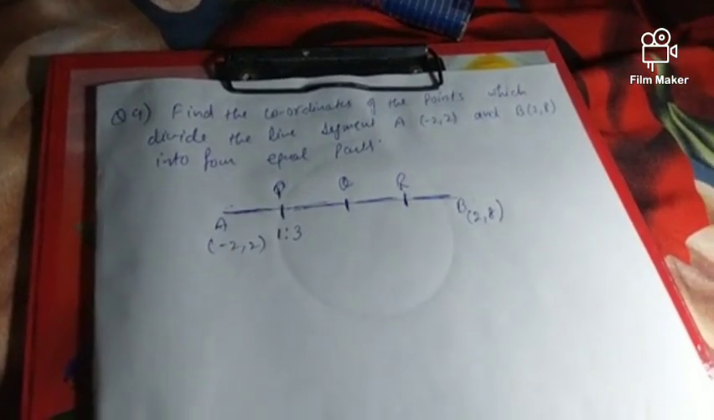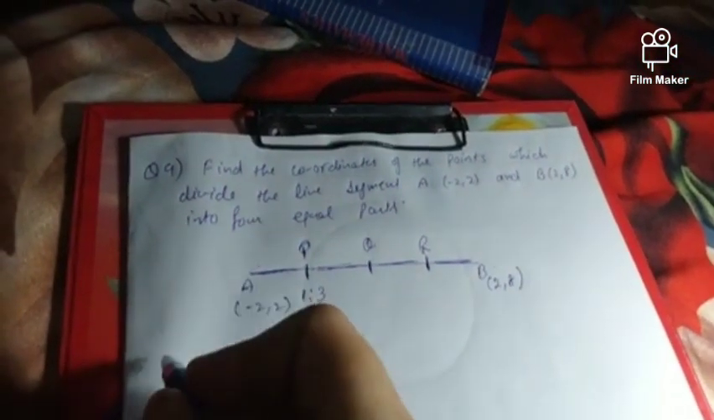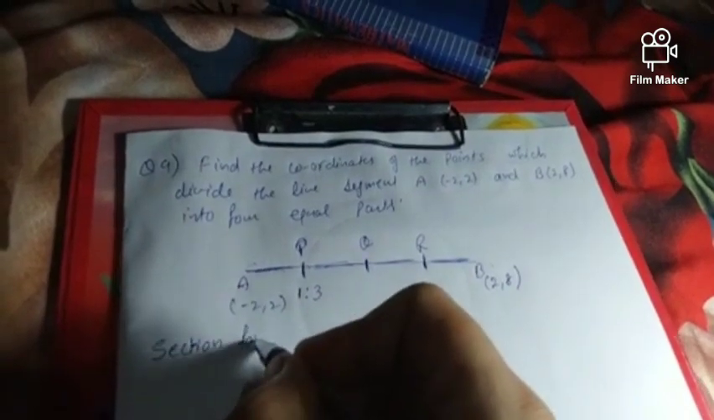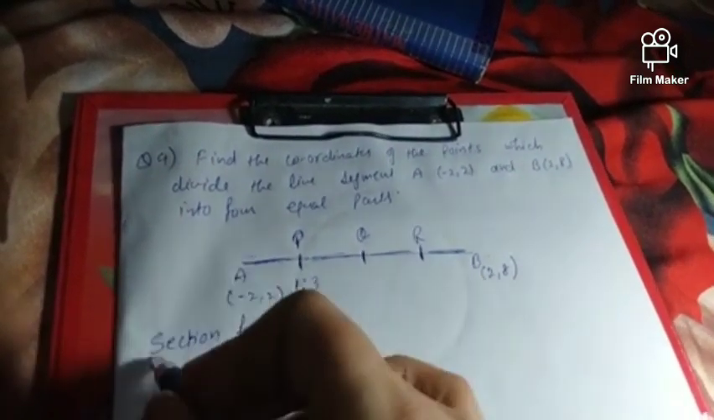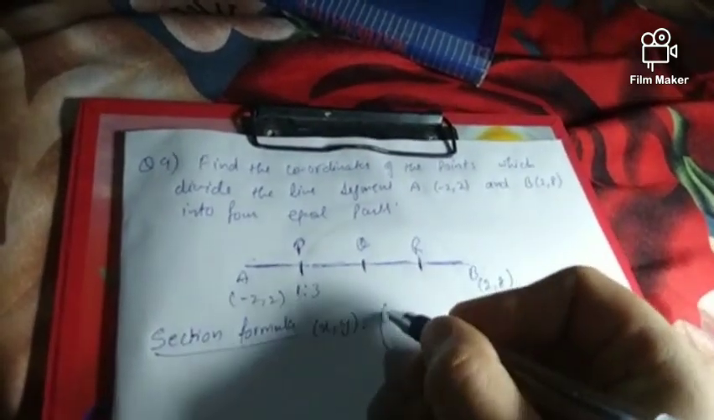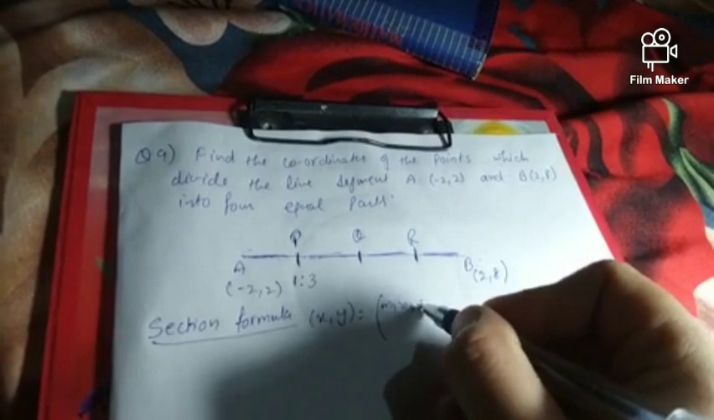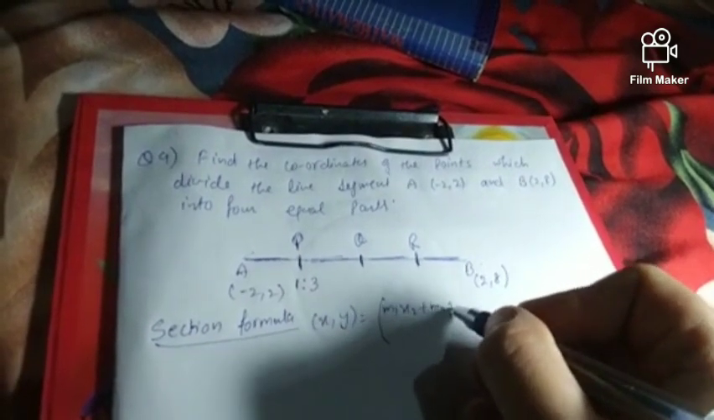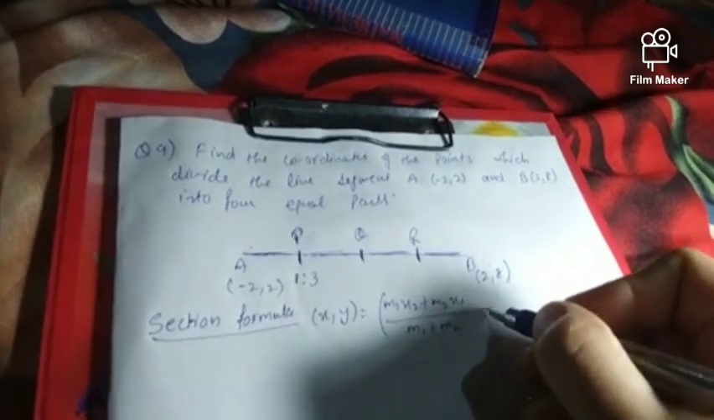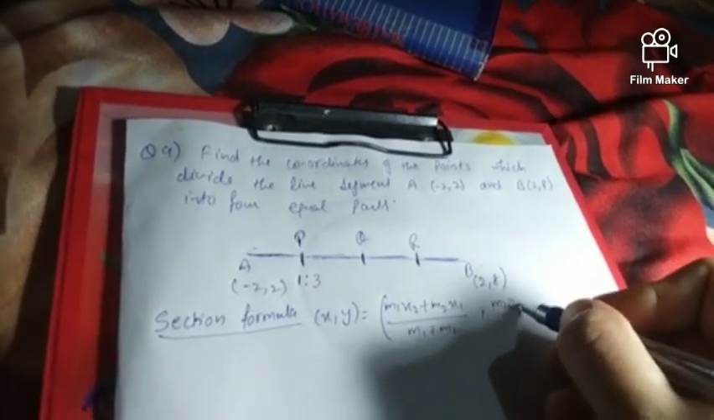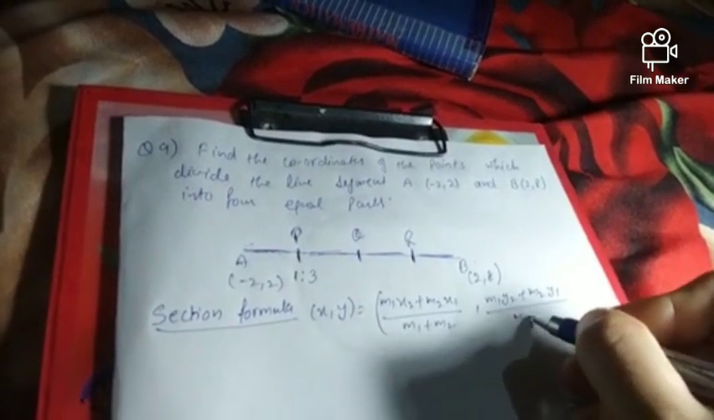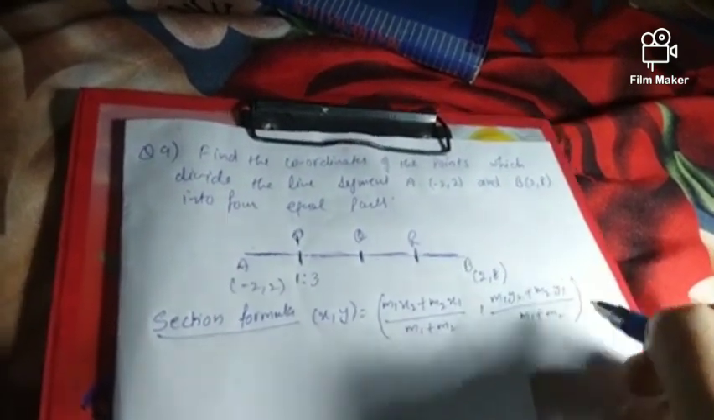We will start from P. For this we will apply the section formula. What is the section formula? That is x, y equals m1 x2 plus m2 x1 divided by m1 plus m2, m1 y2 plus m2 y1 divided by m1 plus m2.